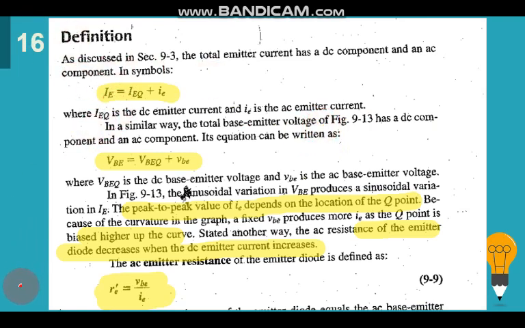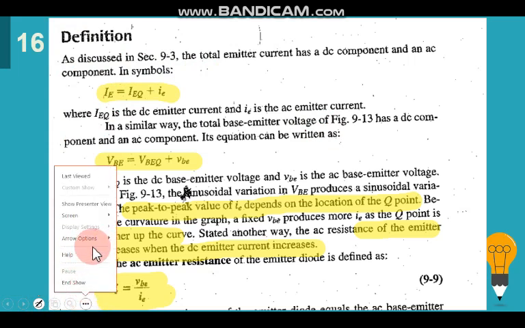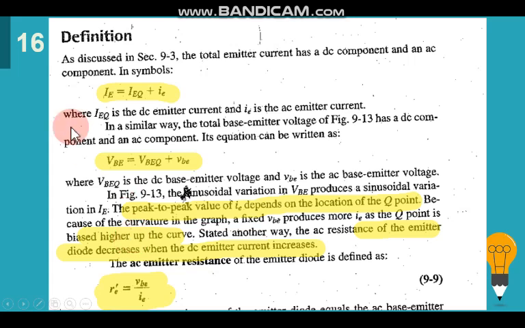IE is a combination of AC plus DC. VB is a combination of AC plus DC. The peak to peak value of IE depends on the location of Q point that we have just seen. The AC emitter resistance is defined as RE dash equals VB upon IE.